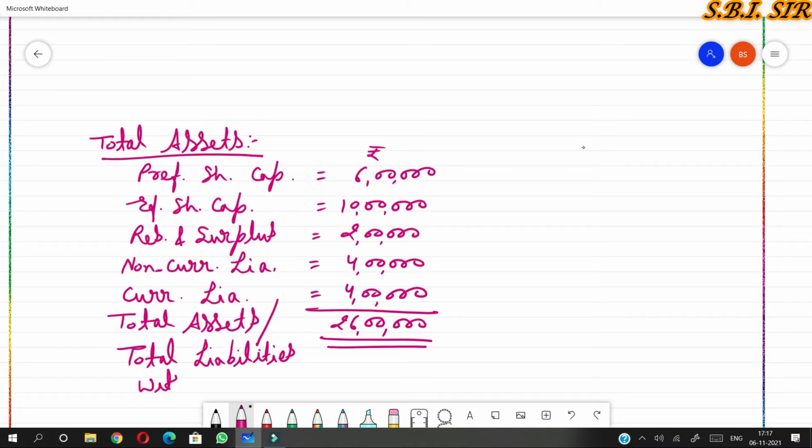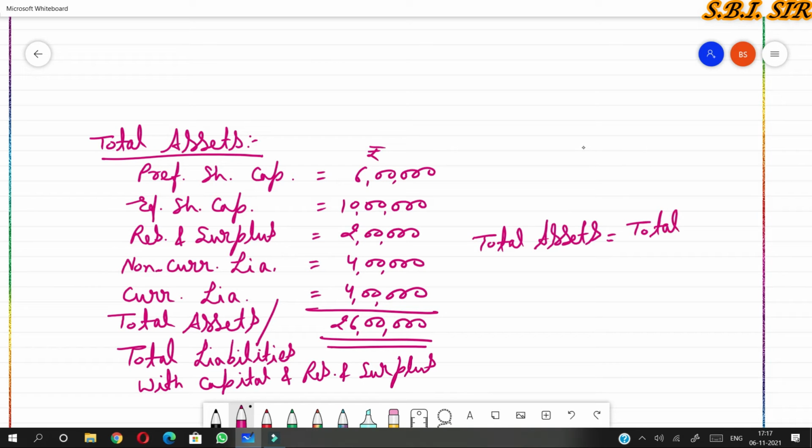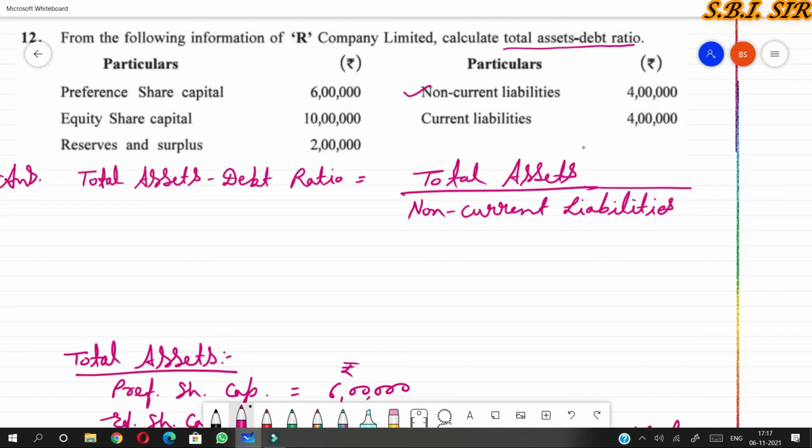With capital and reserves and surplus. You know that total assets equals total liabilities with capital and reserve and surplus. So total assets will be 26 lakh.